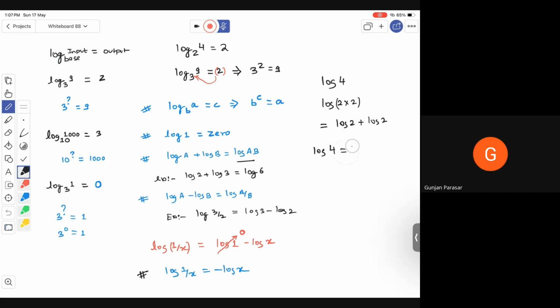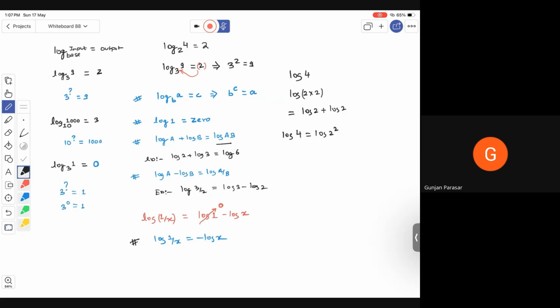Log 4 is equal to log 2 square, no? So what really log 2 into 2 is, it is equal to 2 times log 2. So log 4 is log 2 square, so I can write it down as 2 times log 2 also. Good. Because log 4 is what really it is equal to 2 log 2. So there's a pattern here, no? Its power is 2, so it became 2 times log 2.